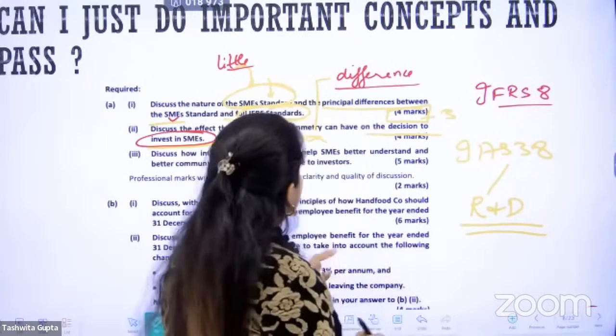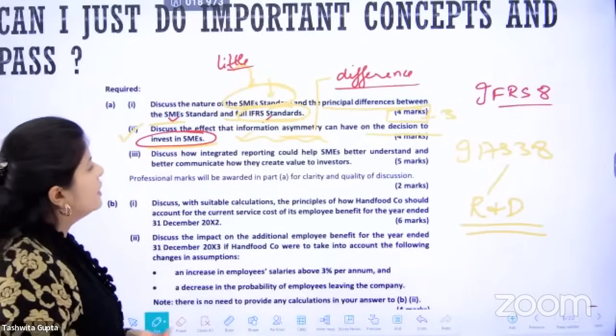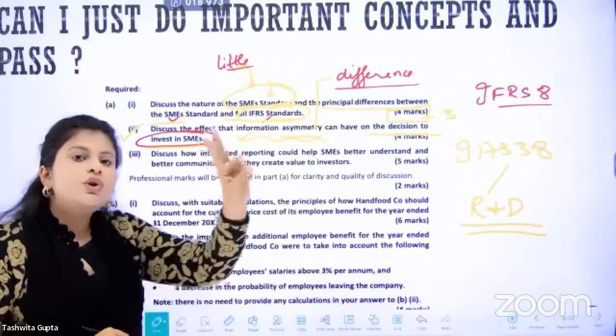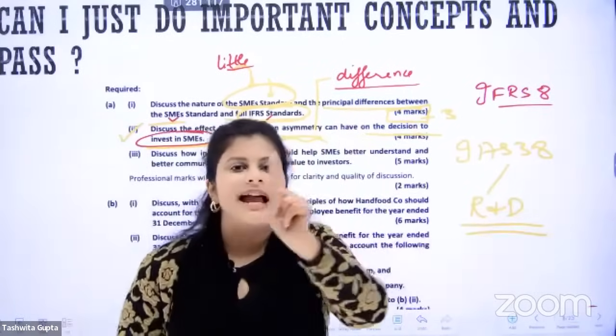So this is what we will mention for 4 marks. You can talk about comparability here. You can talk about what you mean by information asymmetry and which two parties you're comparing the information of. You're comparing the information of large companies and SMEs.